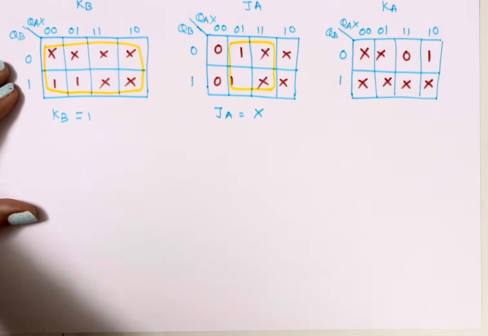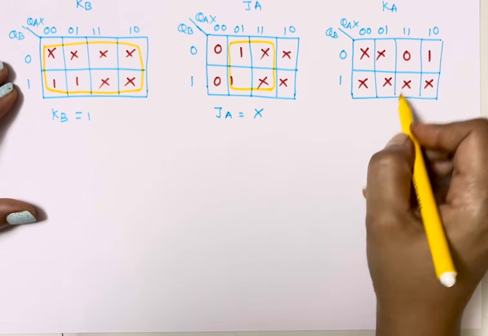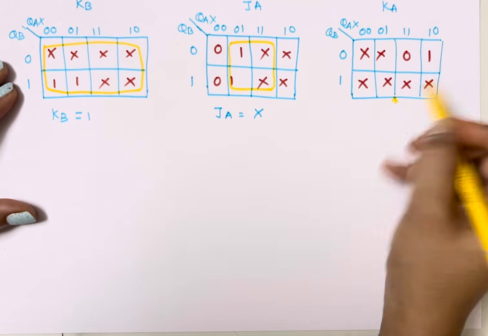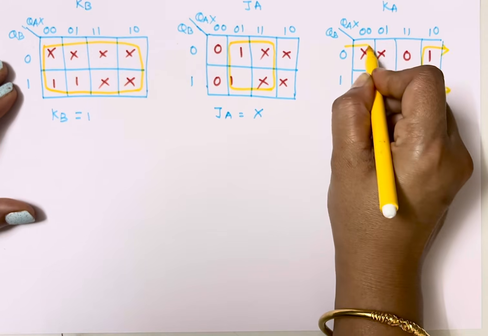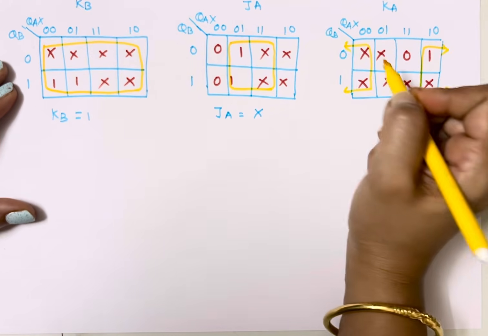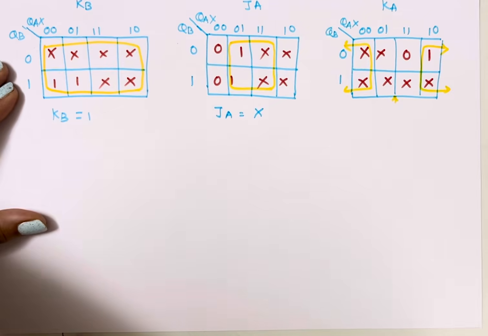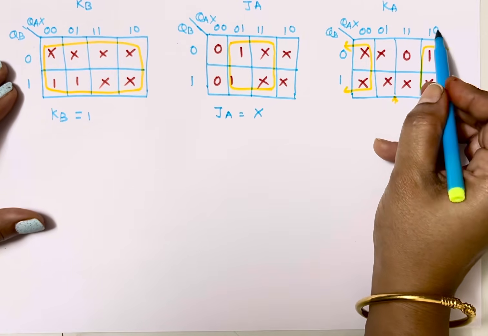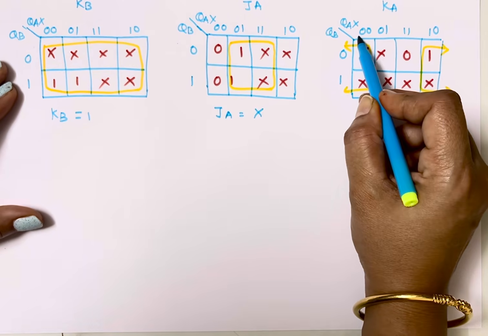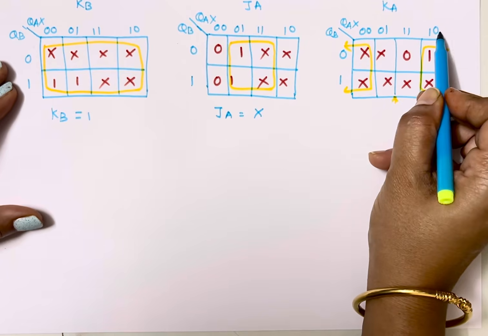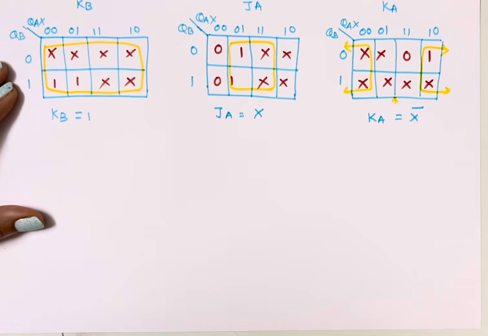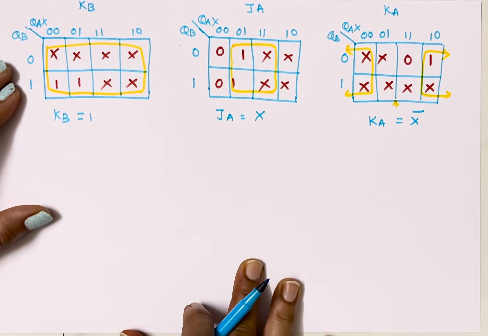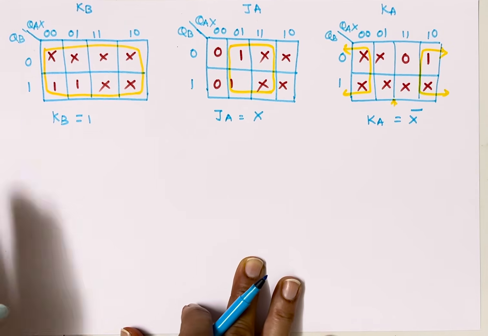For KA, here what I'll do? I'll make a group of overlapping ones. So here I'll fold my K map, so these two and these two will get overlapped. And in case of don't care, you can consider them as 1 or 0. So again here the equation will become QA is not same, X. So KA is equal to X bar. Now we have equations for JA, KA, JB, KB.